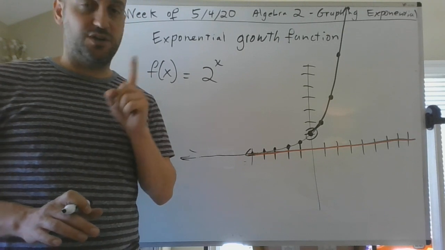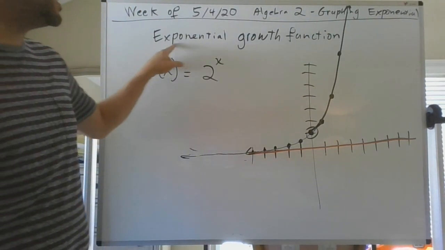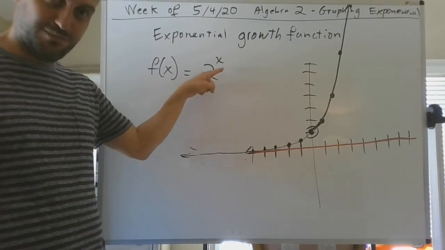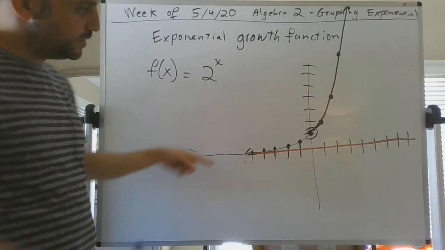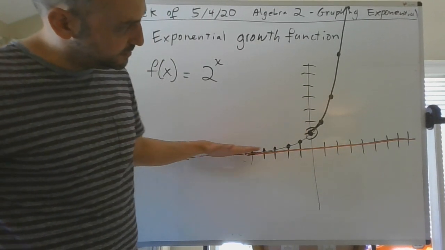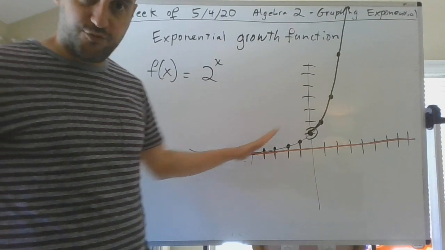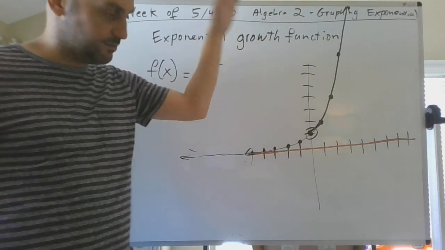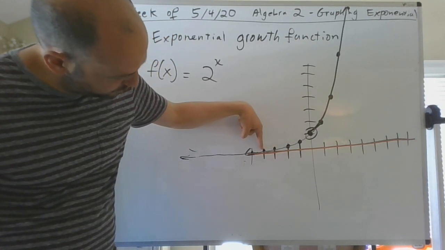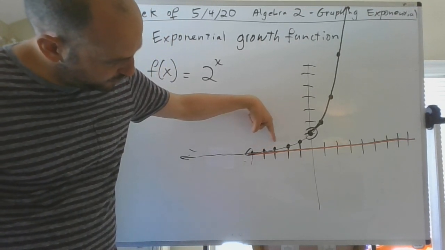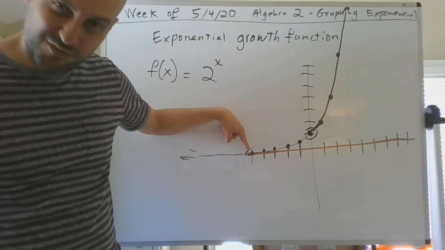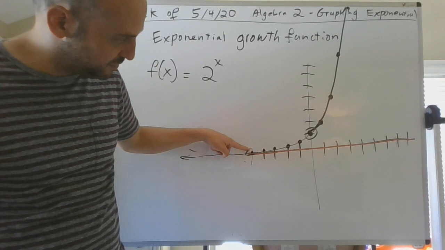Video number 1, we did an exponential growth function. So we graphed f of x equals 2 to the power of x. We made a t-table. We saw our y-intercept is at 0, 1, and we saw that it skyrockets up, shoots up like a rocket. But we noticed that the more we go to the negative, we were getting 1 over 2, 1 over 4, 1 over 8, 1 over 16, 1 over 32. It was getting so close.